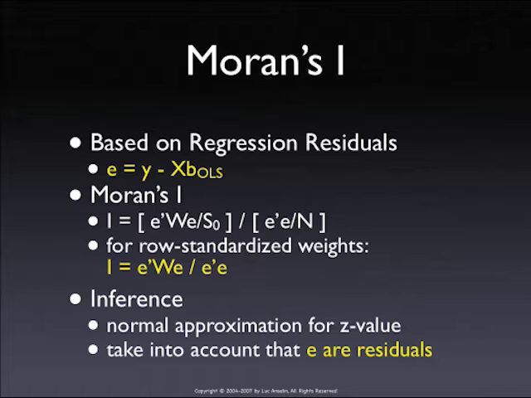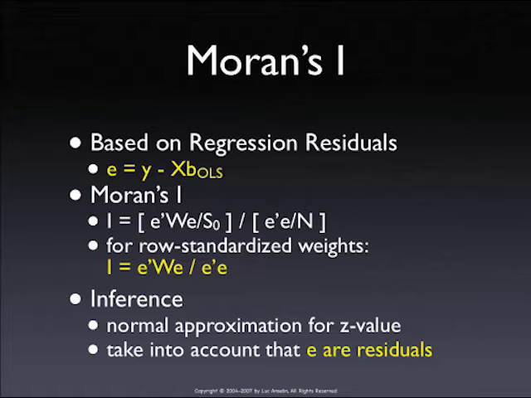in matrix notation is what we've seen before. The cross product of EI and EJ multiplied by the weight Wij, that is the same as E prime W E, where E prime is a row vector, W is a matrix, E is a column vector, so the end result of this is a scalar, a single number. We standardize it or scale this divided by S naught, which is the sum of all the weights.